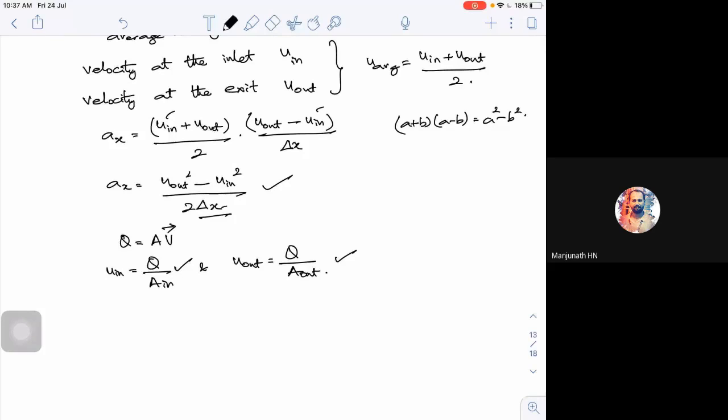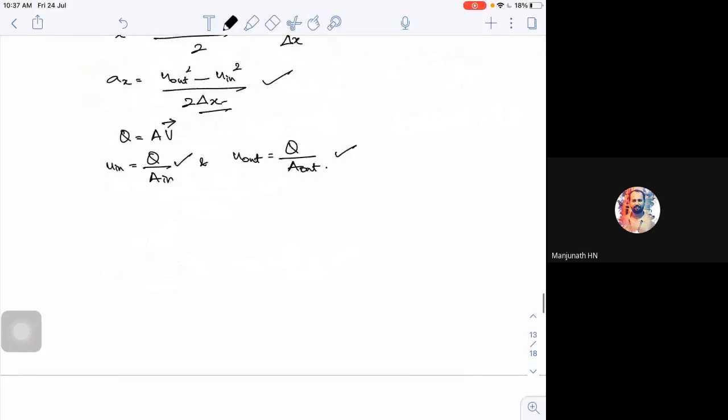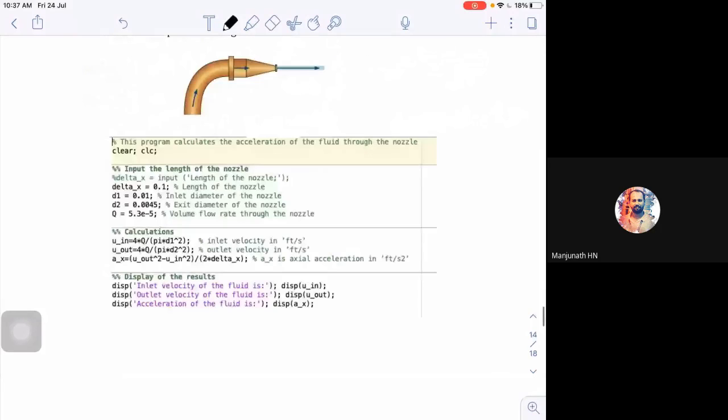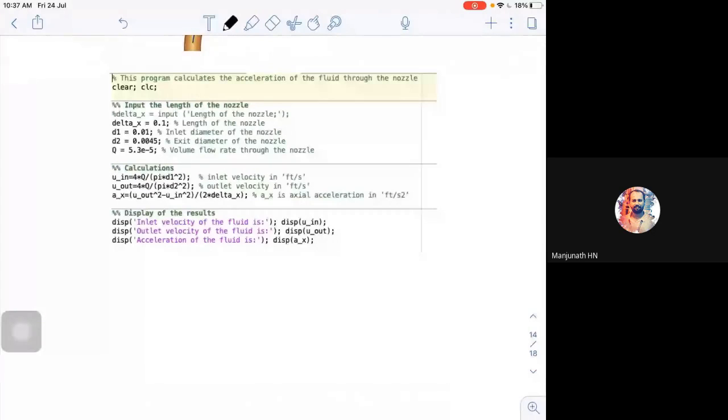So it's a simple problem that I have taken, and I have written a simple code. I'm trying to define the length of the nozzle, which you can input or type over there itself. You have the input diameter, output diameter, and the discharge. Then I am trying to calculate the inlet velocity, outlet velocity, and acceleration, and display both the velocity components and the acceleration.